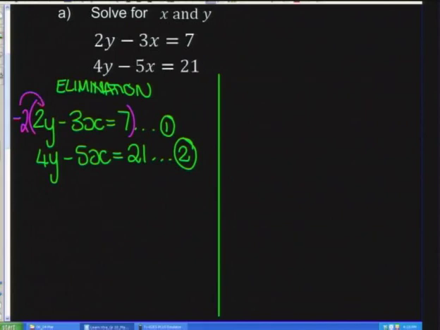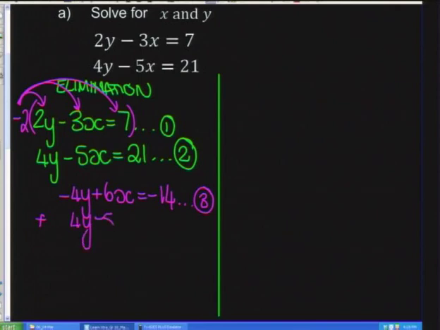Now, this -2 basically distributes into the brackets, and it distributes to all the terms. So we land up with a -4y plus 2 times 3, which is 6x, and 7 times -2, which is -14. Okay, so that's now this equation over here, which let's rename equation 3. And we are going to add equation 2 to that. So I'm going to add my 4y minus 5x equals 21.